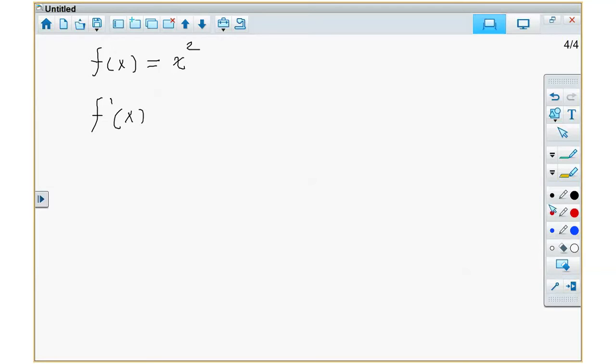Now the prime is what you need to get used to seeing. It's a little apostrophe, I guess you'd call it. Apostrophe's up in there, right? Apostrophe, yep, comma, apostrophe. Looks like a little apostrophe. You can write it any way you want to, but just know what it is. That means derivative.